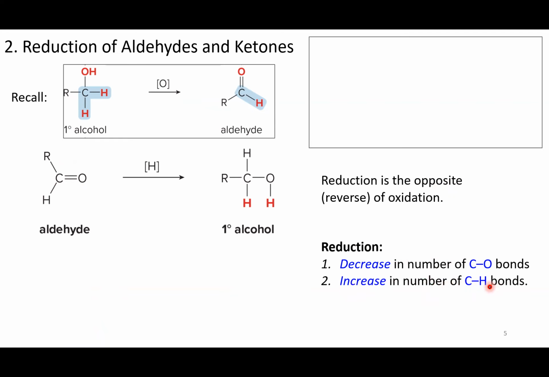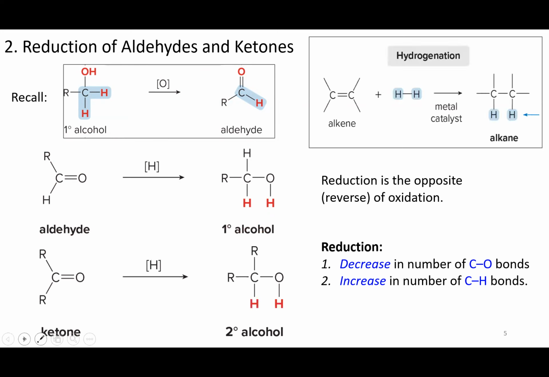So let's recall this reaction again, our primary alcohol being turned into an aldehyde. This was an oxidation because we increased the number of carbon-oxygen bonds as shown here. Now we're going to go from an aldehyde into an alcohol. We're doing the reverse. So this is going to be now a reduction. And that's what I'm showing here. So we can go from an aldehyde to a primary alcohol by carrying out a reduction reaction.